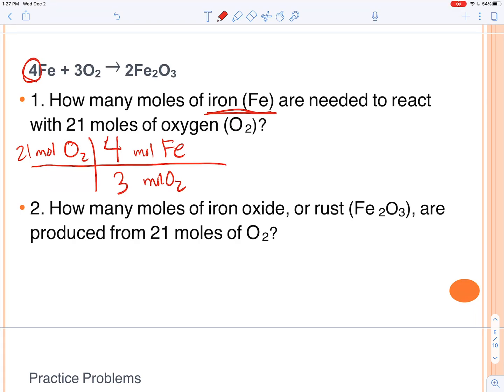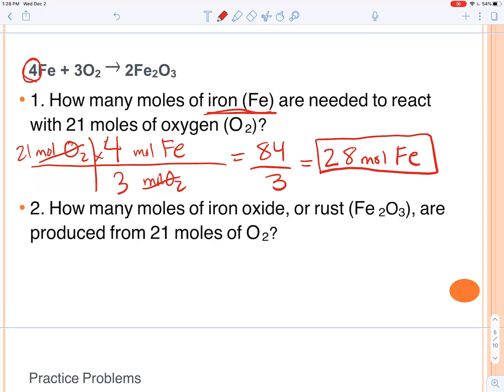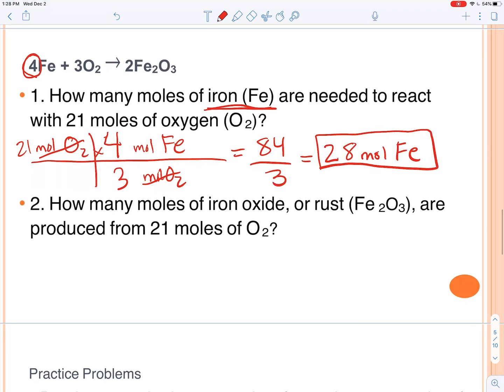So you might be wondering, how do I solve this problem? Well, mathematically, you want to multiply by the numbers on top and then divide by the number on the bottom. So that's going to be 21 times 4, divided by 3. 7 times 4 is going to be 28 moles of iron. So again, mathematically, I multiply by the number on top and then I divide it by the number on the bottom.